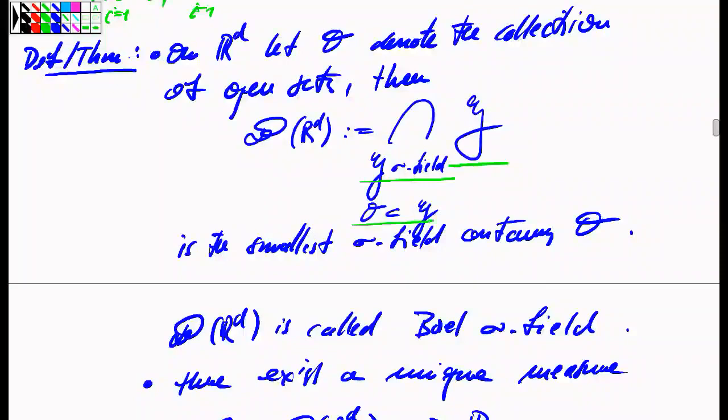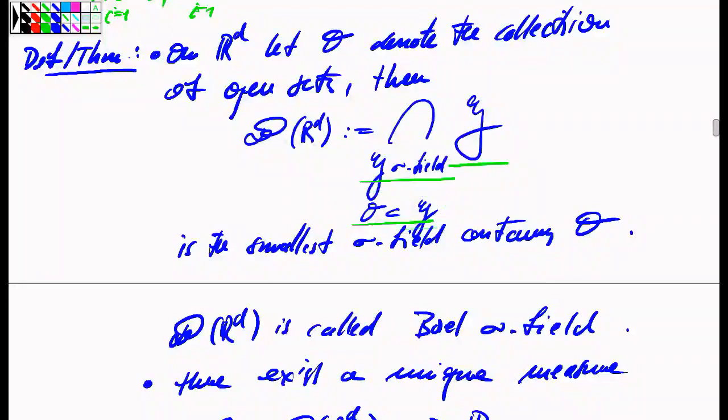Using the fact that the intersection of sigma algebras is still a sigma algebra, it is easy to see that this intersection of a family of sigma algebras is again a sigma algebra, and it is then through the condition that all these sigma algebras which are intersected are supposed to contain the open sets, that it's easy to see that this construction here, or this object here on the right hand side, is in fact the smallest sigma algebra that contains the collection of all open sets.